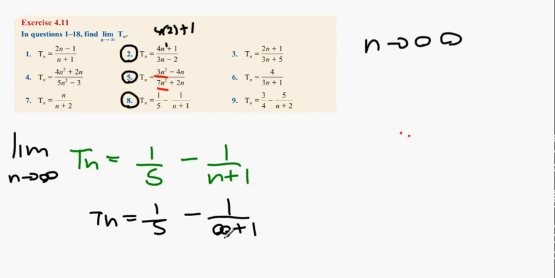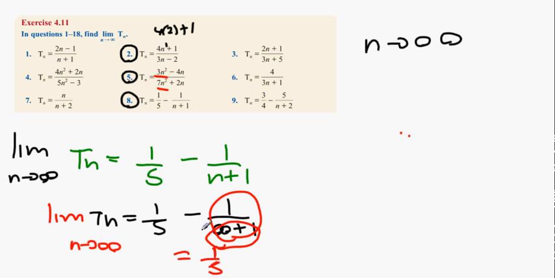Now, infinity plus 1 is a massive number. 1 divided by a massive number is, for all intents and purposes, 0. So the limit of Tn as n approaches infinity is going to be 1/5. So that's a handy enough one. That's 2, 5 and 8 done.